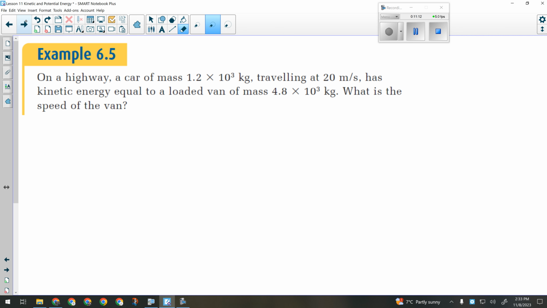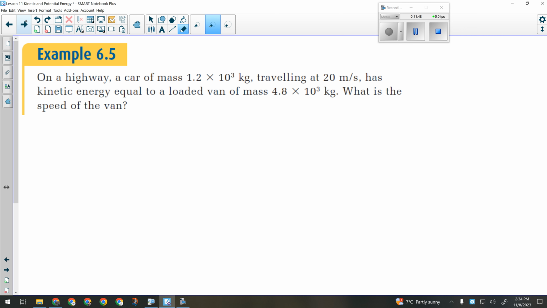Here's a question that demonstrates that a bit. These two vehicles have the same kinetic energy. One of the vehicles is 1,200 kilograms, moving at 20 meters per second. The other is a big loaded van, and its mass is 4,800 kilograms. In other words, 4 times the mass of the first vehicle. They have the same kinetic energy. How fast is the van going? See if you can calculate it.